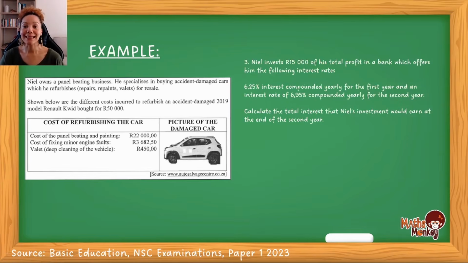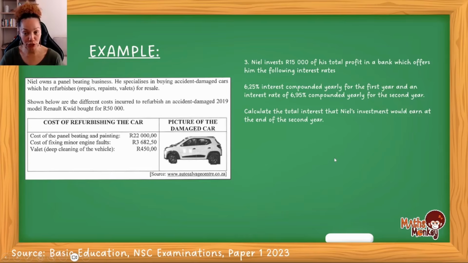Number 3. Neil invests 15,000 of his total profit in a bank which offers him the following interest rate: 6.25% interest compounded yearly for the first year, and an interest of 6.95% compounded yearly for the second year. Calculate the total interest that Neil's investment would earn at the end of the second year. Okay, so he invests 15,000 Rand. For the first year, this is the interest he gets, 6.25. For the second year, this is the interest he gets, which is 6.95.